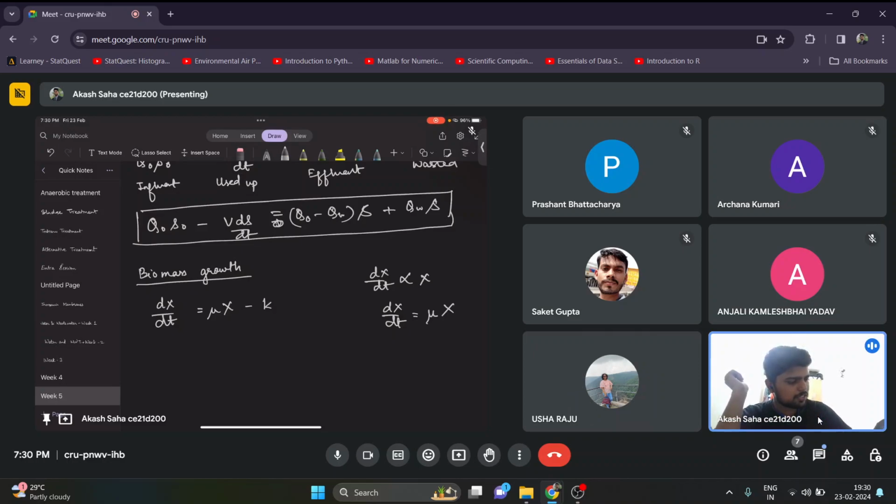So again, it will be first order. Kd is my decay constant into x. So it will be mu x minus Kd x. So this is the net biomass growth that is happening in the system.